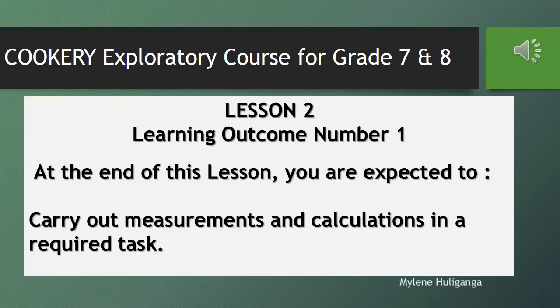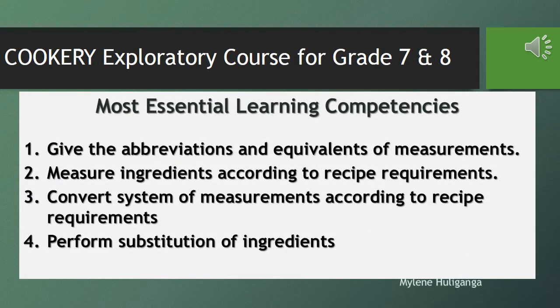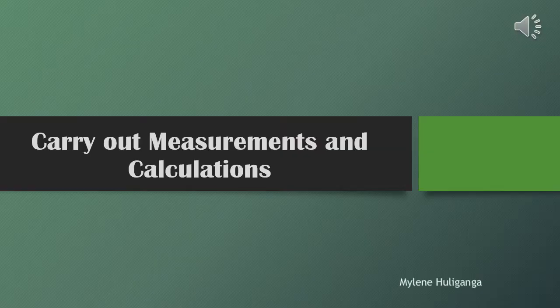At the end of this lesson, you are expected to carry out measurements and calculations in a required task. The most essential learning competencies are: first, give the abbreviations and equivalents of measurements. Measure ingredients according to recipe requirements. Convert system of measurement according to recipe requirements, and perform substitution of ingredients. Our topic is carry out measurements and calculations.